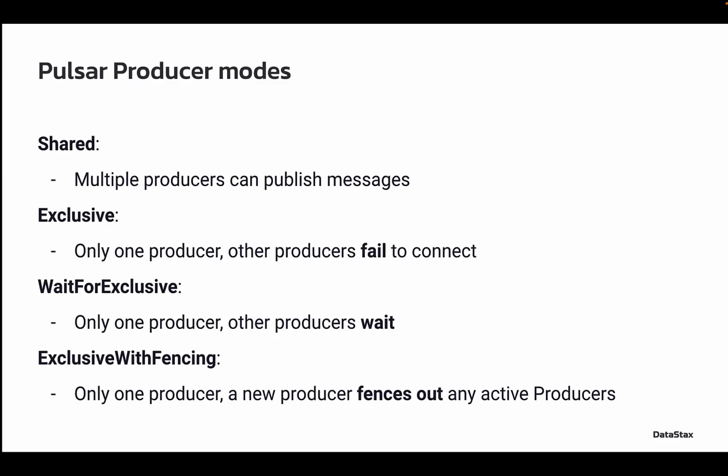Let's talk about Pulsar Producer modes. In shared mode, multiple producers can publish messages to the topic. In exclusive mode, you have only one producer that can write. Other producers fail to connect. In WaitForExclusive mode, only one producer can write and other producers will be queued on the broker. ExclusiveWithFencing mode is a new mode available in Pulsar 2.11 in which only one producer can write, but if another producer tries to connect, it fences out any active producers on the topic.